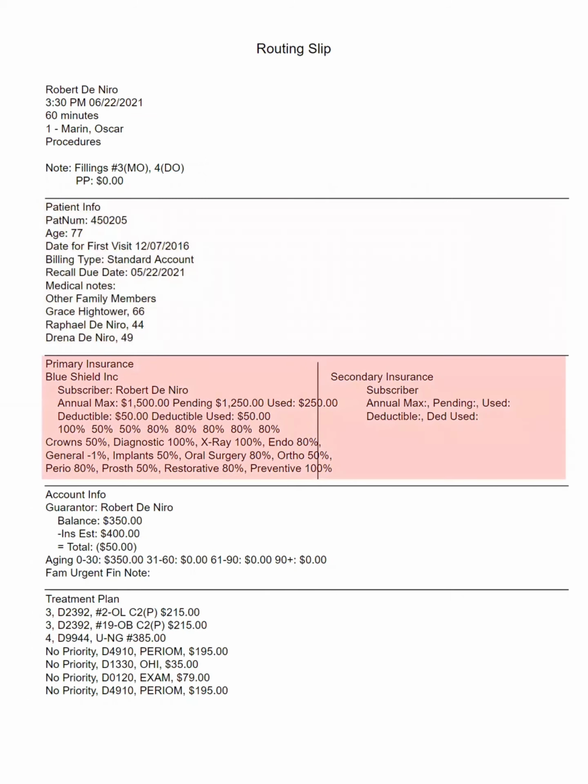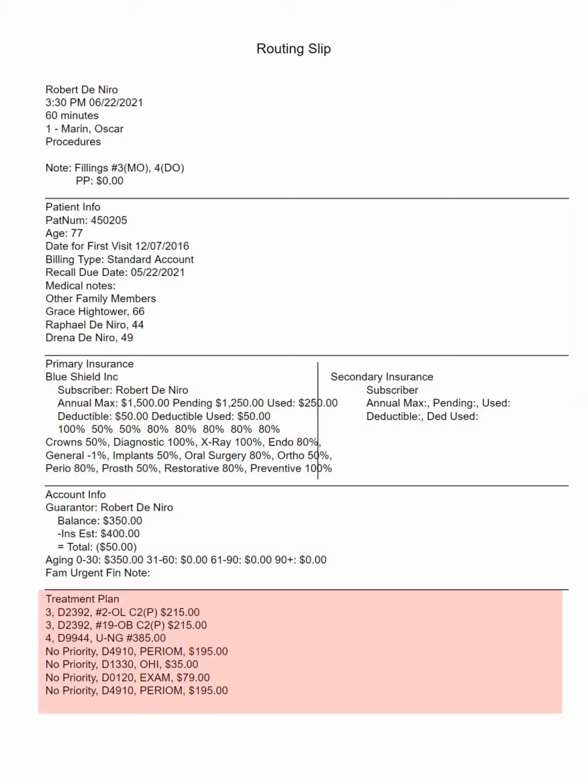On the third part, you'll see the insurance information. Here's the deductible, the basic breakdown of benefits by percentage, and you can even see if the patient has one or two insurance plans. On the fourth part is the accounting information. This will show if the patient account status is positive or negative. And last, the fifth part is the treatment plan that still needs to be delivered.